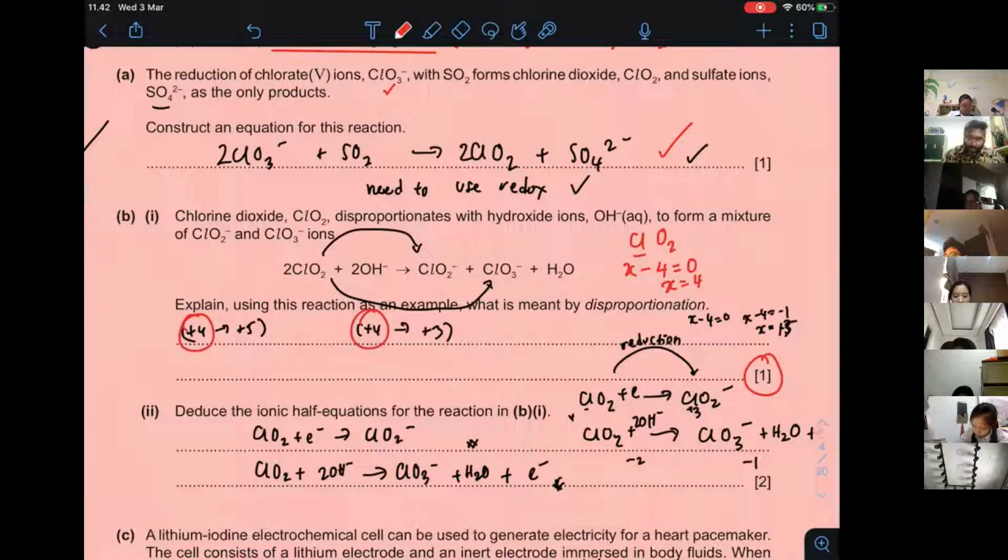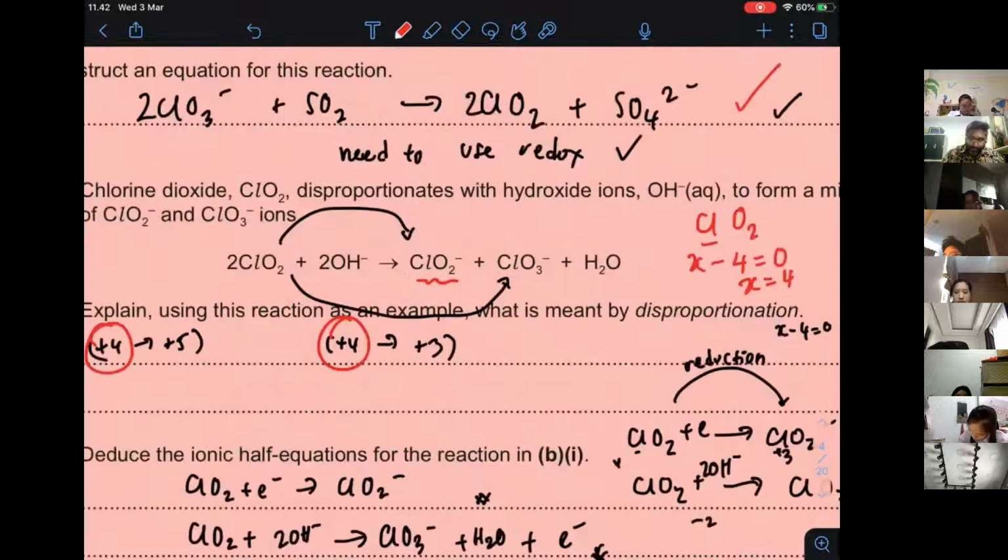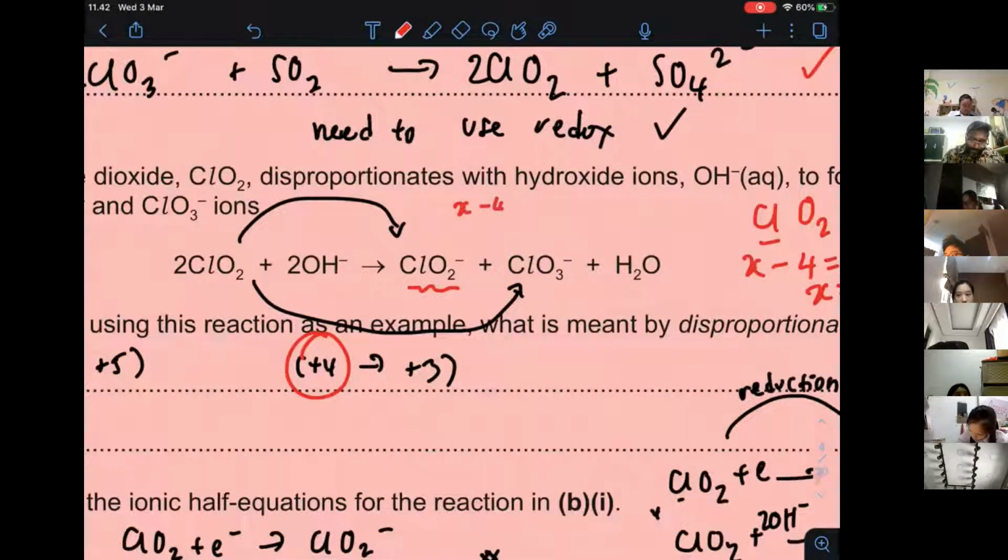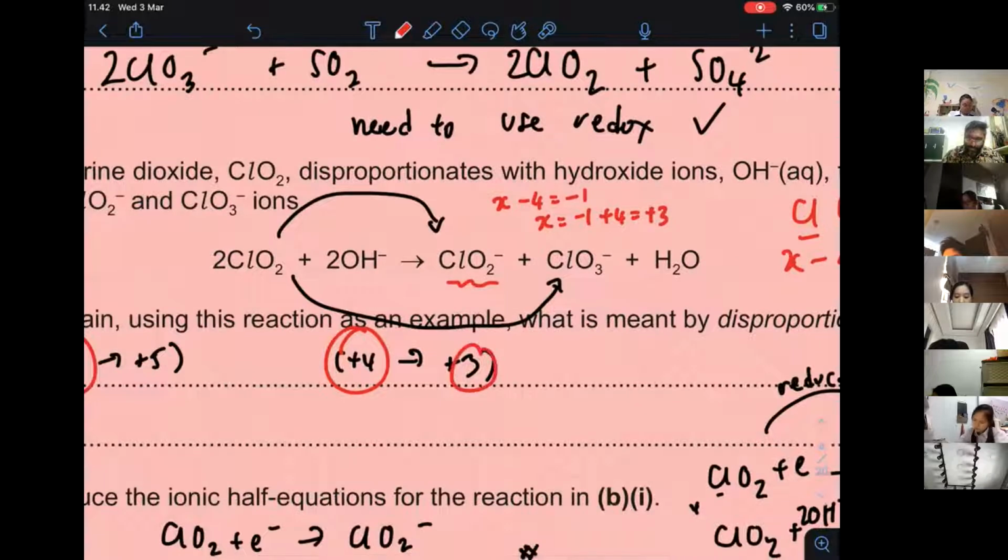So now let's calculate for Cl over here. So x minus 4 equals negative 1, x equals negative 1 plus 4, I'm going to get plus 3. So this is going to be plus 3. So this is ClO2 becoming ClO2 minus. Include that information. This is going to be reduction.